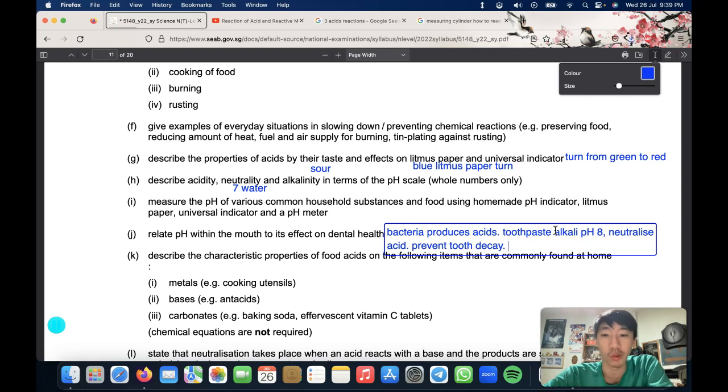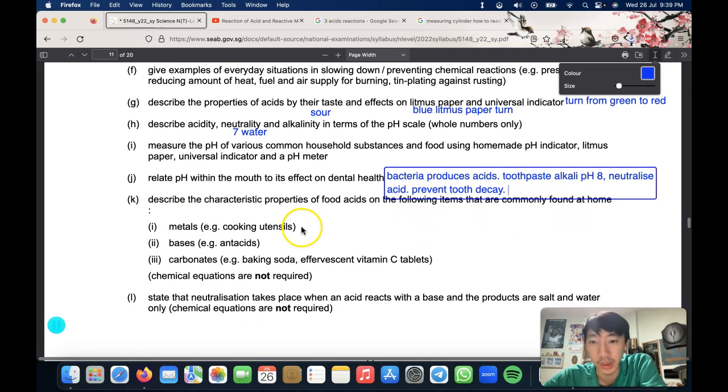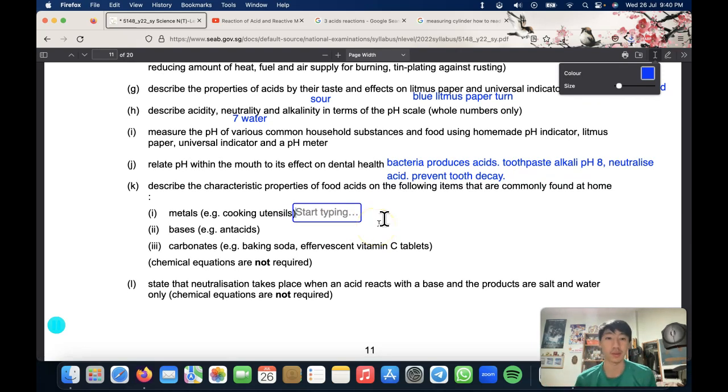Cavities are small little holes in your teeth. Okay, next we need to describe the properties of food acids on the following items that are found at home. Okay, metals. Most metals, when you have acid, this is what you call the three acid reactions: metal plus acid, base plus acid, and carbonate plus acid.